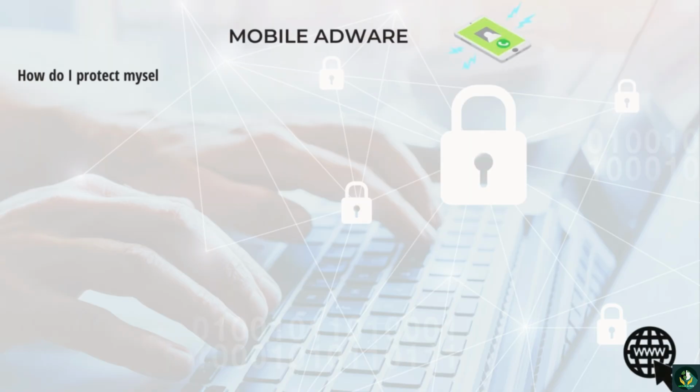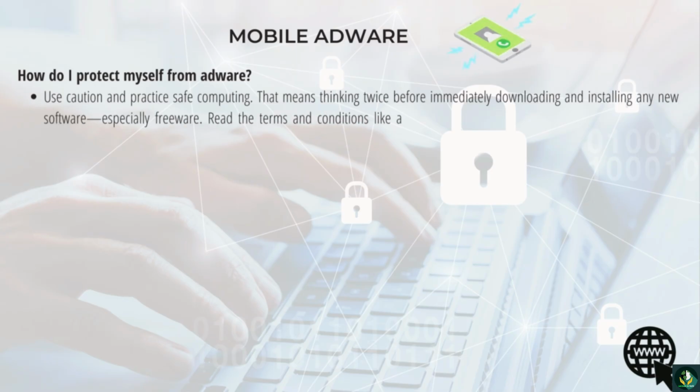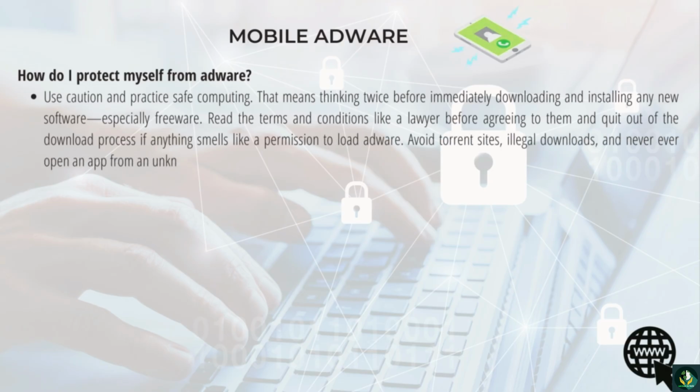How do I protect myself from adware? Use caution and practice safe computing. That means thinking twice before immediately downloading and installing new software, especially freeware. Read the terms and conditions like a lawyer before agreeing to them, and quit out of the download process if anything smells like a permission to load adware. Avoid torrent sites, illegal downloads, and never even open an app from an unknown source, even if it comes to you under the guise of a known email contact.